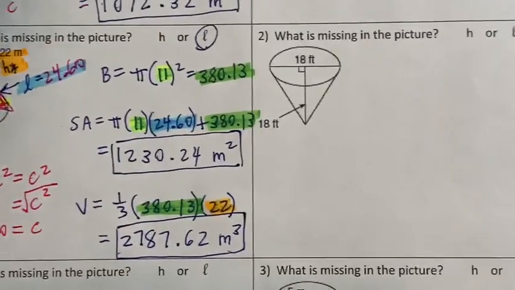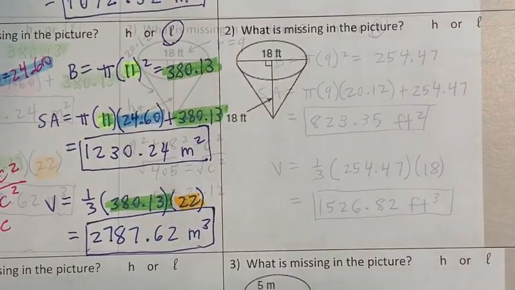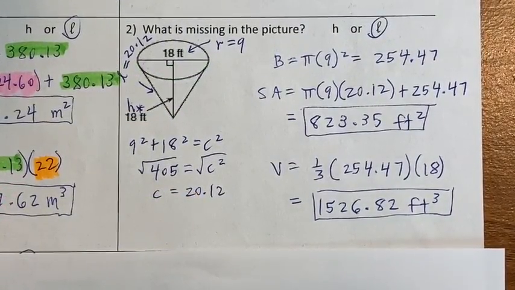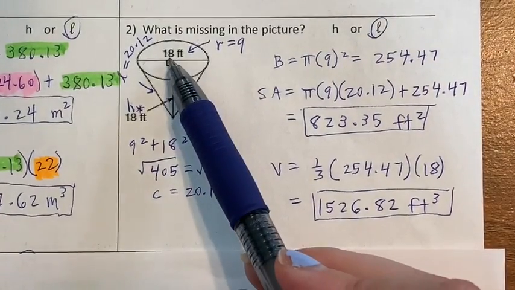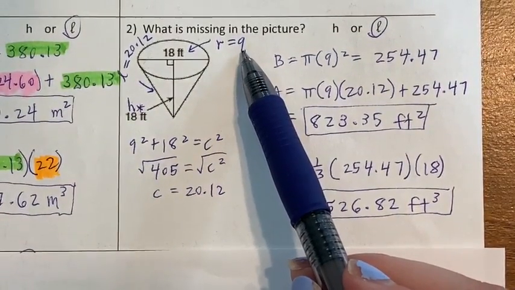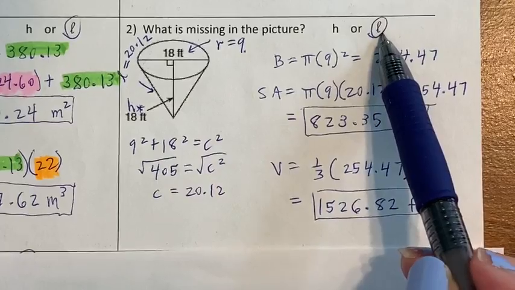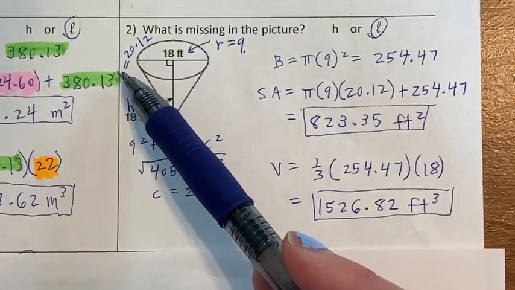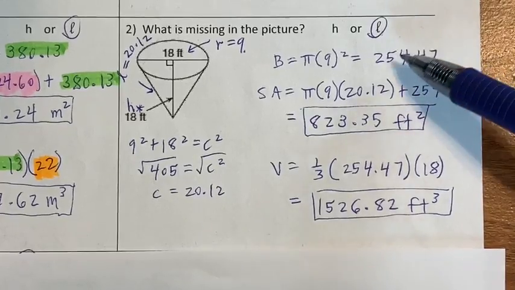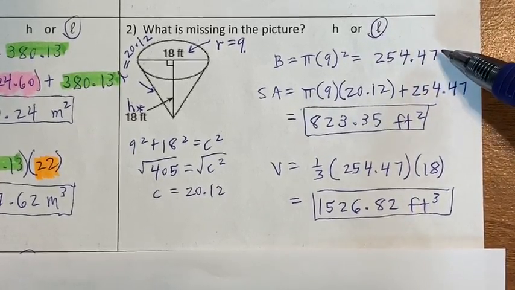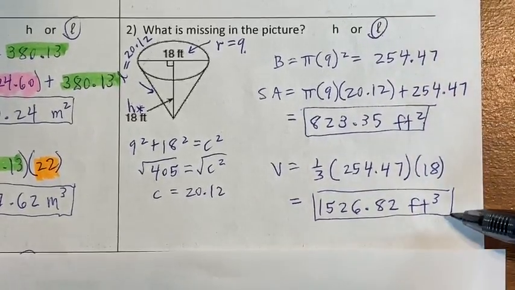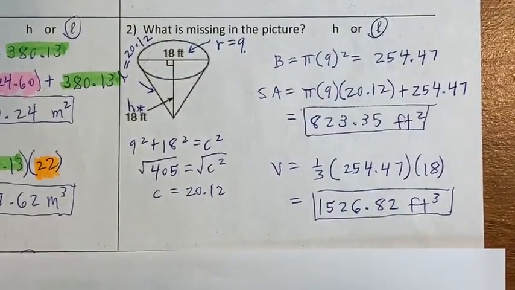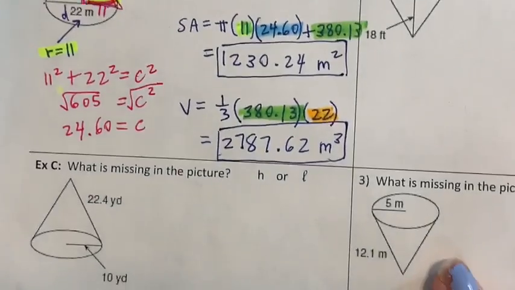You've got You Try 2 to do, so go ahead and pause the video. All right, on You Try 2, I know that my diameter was 18, so I took half of that to get my radius. I was missing my slant height, so I had to do Pythagorean theorem in order to find my slant height measurement. After doing my base scratch work, I could plug everything in to get my surface area and volume answers. All right, let's move on to example C.